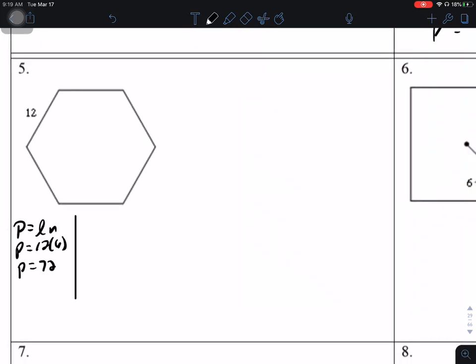Big picture wise, we're trying to find the area, which is half the perimeter times the apothem. We know the perimeter is 72. We don't know the apothem. That's what's going to be the toughest part of this. In order to do this, if you don't know an apothem or the length of a side, you're going to definitely want to find the measure of a central angle.